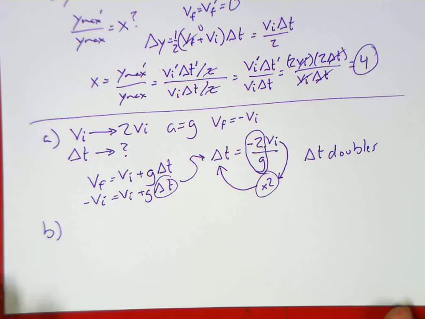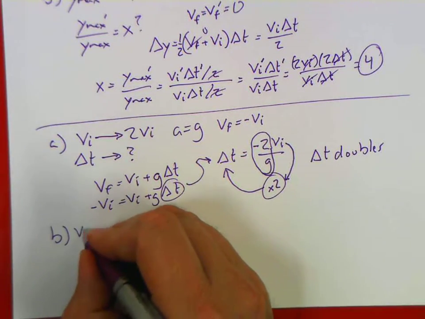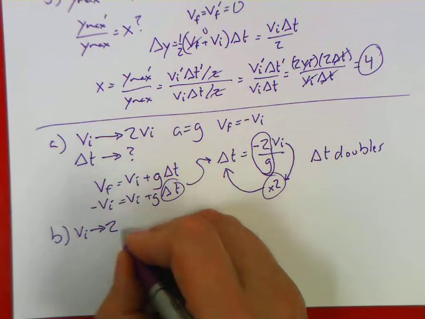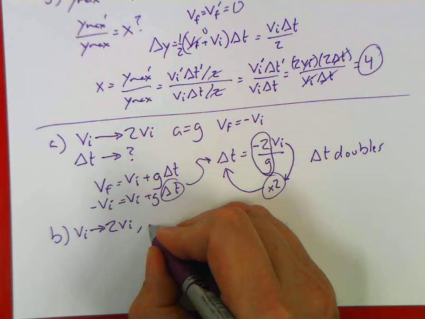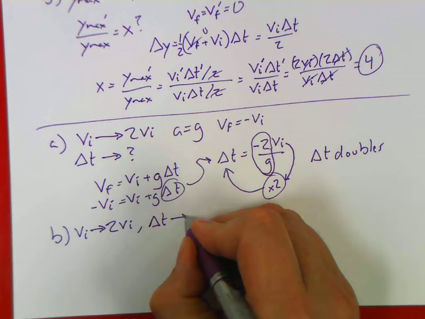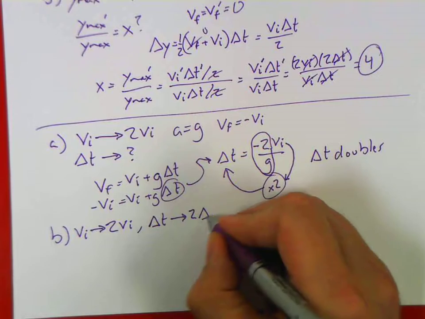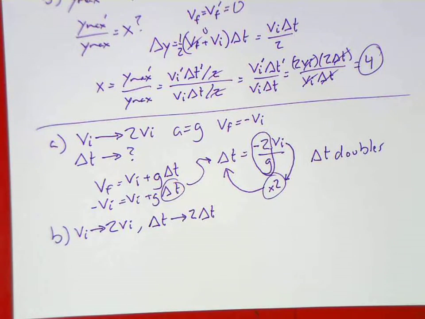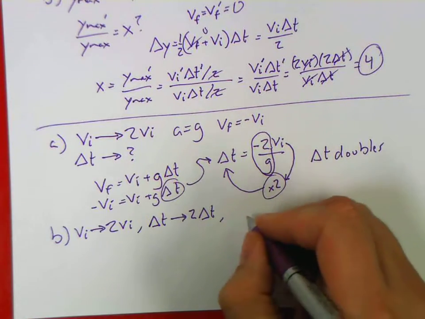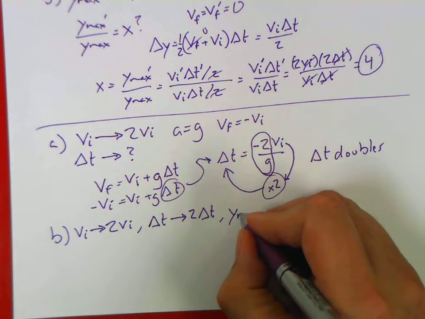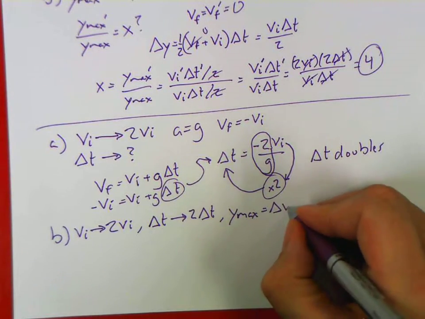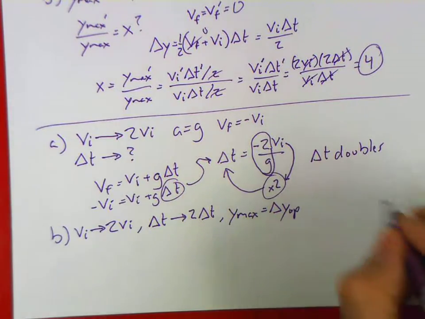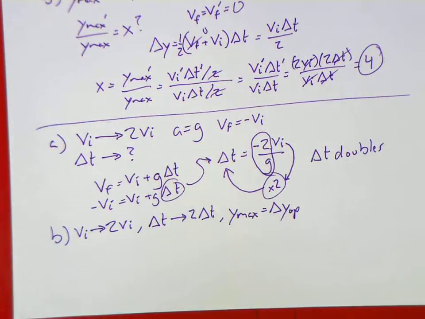For part B, we have, again, v initial going to twice v initial, but we also just figured out that delta t is going to double. All right. So we have two changes that are happening at once, and we would like to know what this does to our maximum height, y maximum. Now, y maximum is also equal to the displacement on the way up.